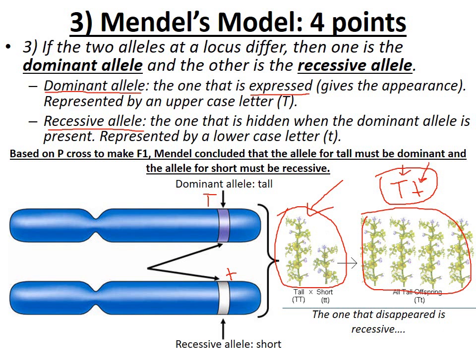So recessive is always shown by a lowercase, whereas dominant is always shown by an uppercase letter. And the way we know if something is dominant or recessive is by taking a look at the patterns of inheritance, so how things are inherited. And we notice in this case that the short one disappeared, so it's the one that must be the recessive, and the tall must be the dominant allele.